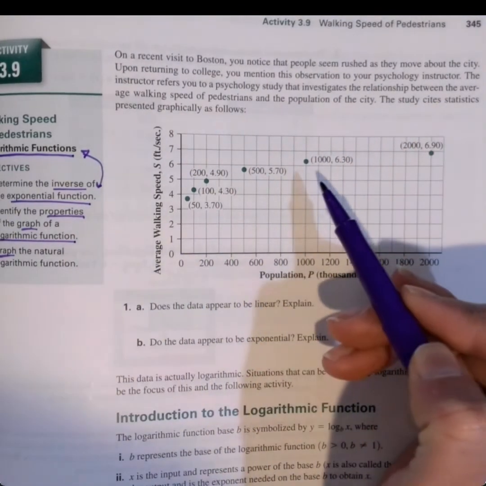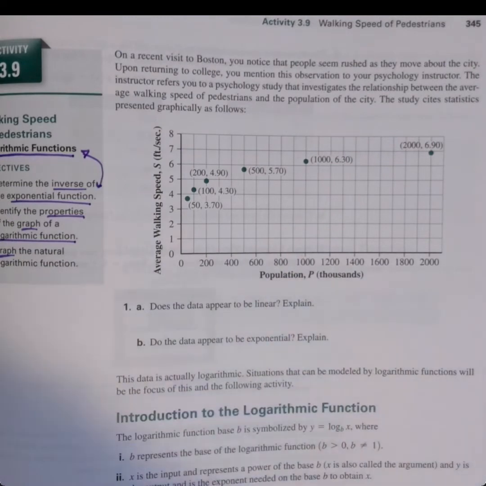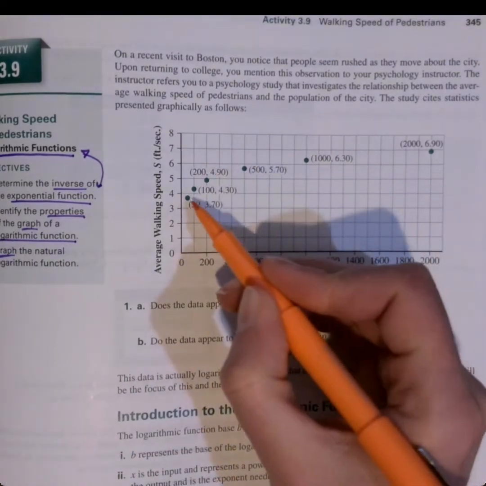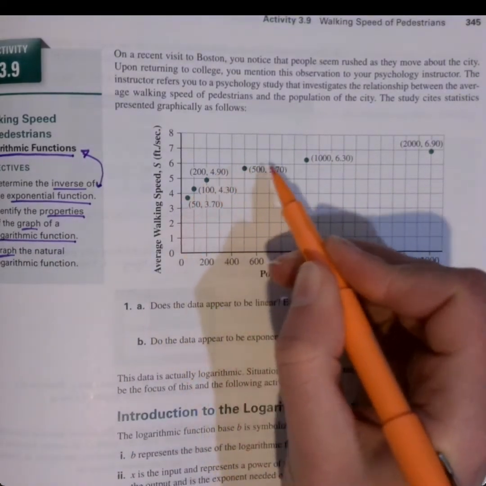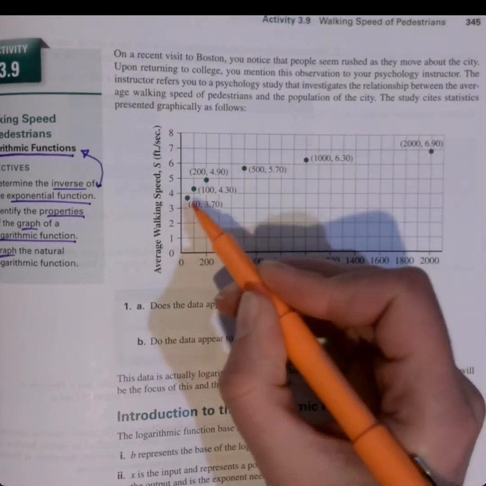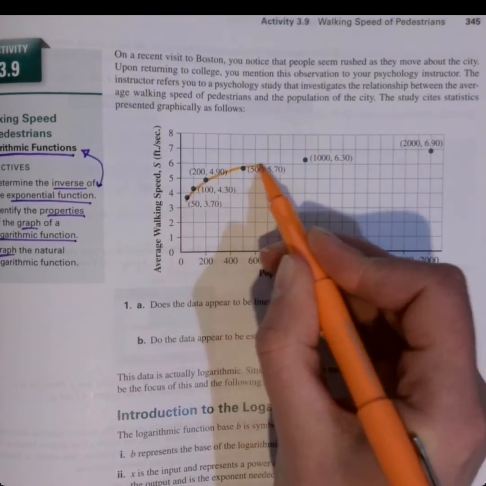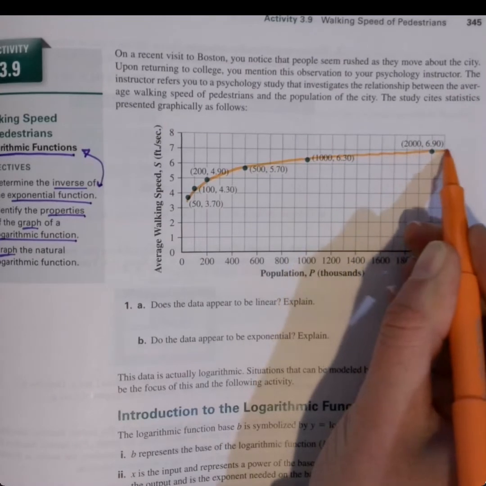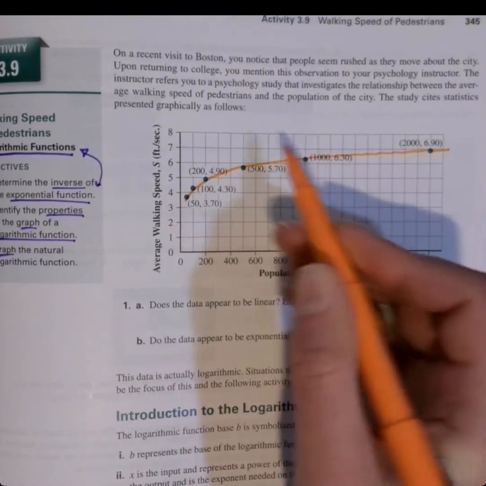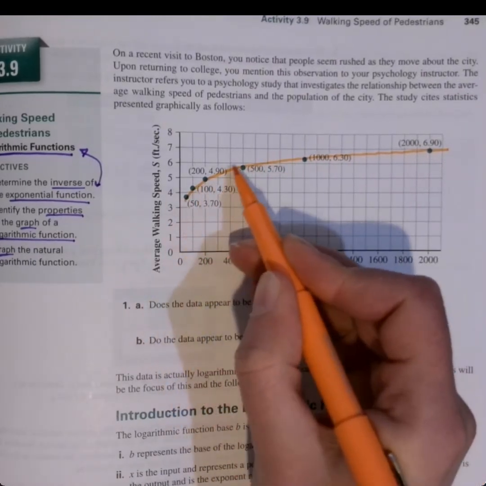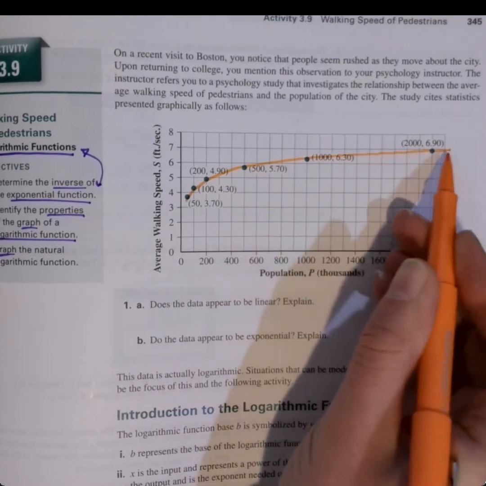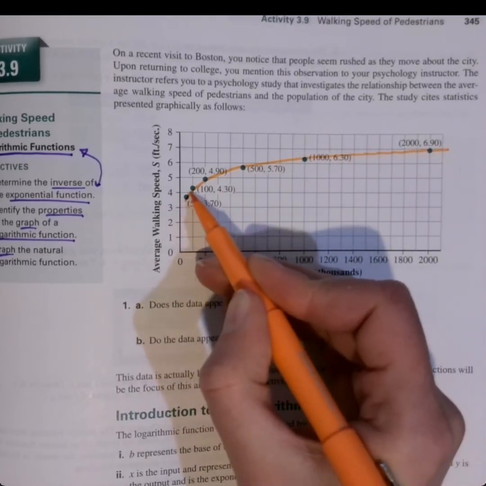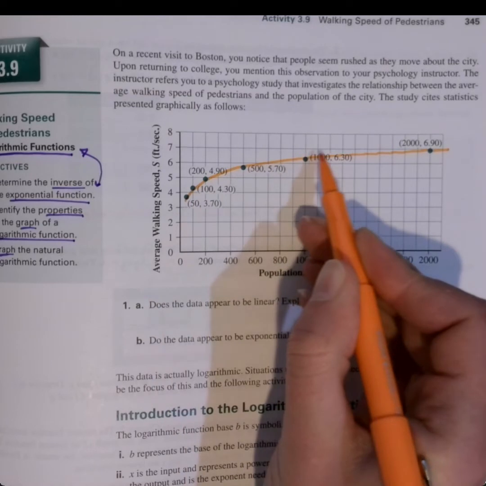In the first example, we see some data here talking about the relationship between average walking speed and the population of a city. In this data set, we can see that as the population increases, it looks like walking speed increases. If I connect these dots, I just want to see what this pattern might look like. There's this slow increase where it's increasing, but not by tons each time. It increases a little bit faster at the beginning, and then a little bit more slowly over time.